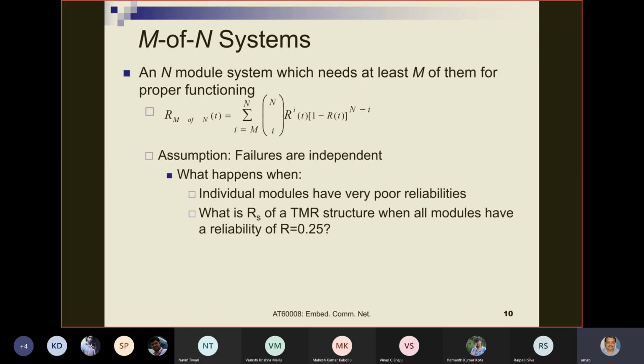Okay, then, so what is the reliability of a triple modular redundant system? Can you just tell me? If everybody has a reliability of R, what is the reliability of a triple modular redundant system?